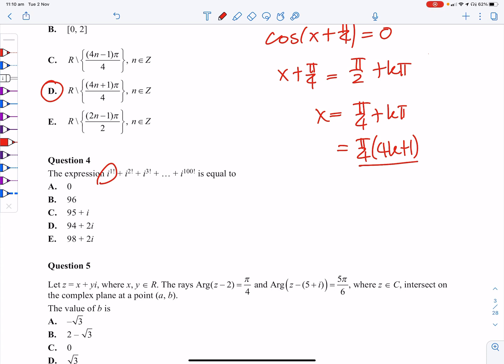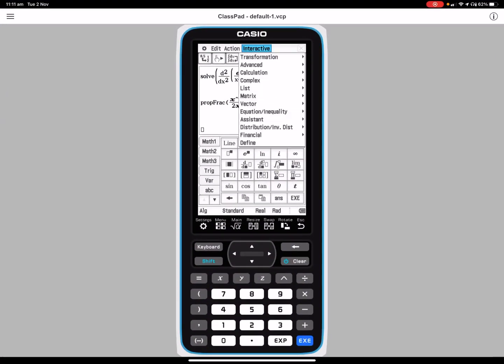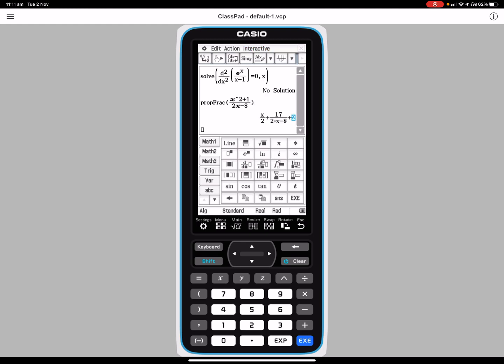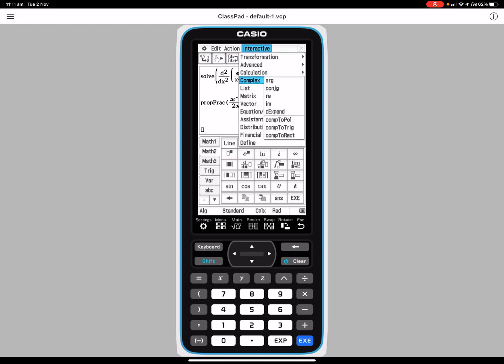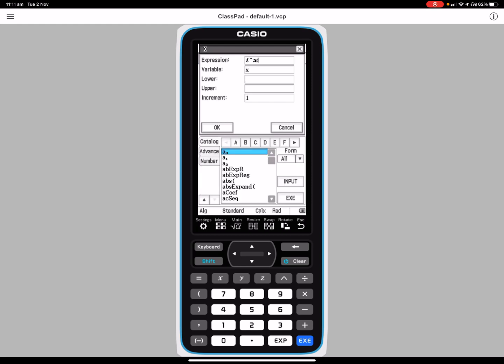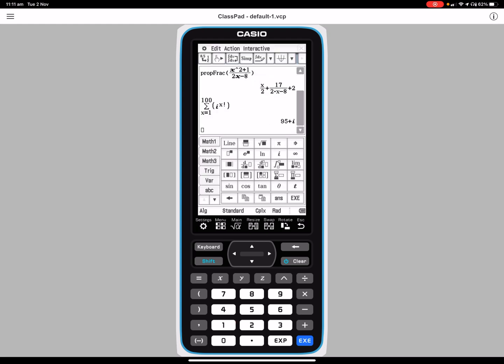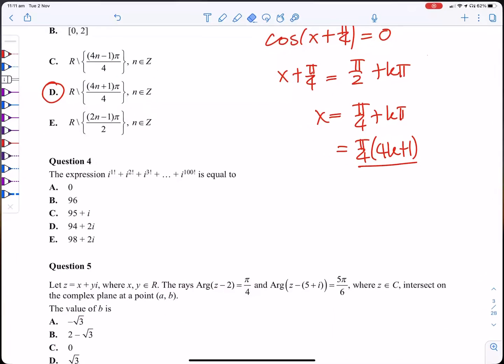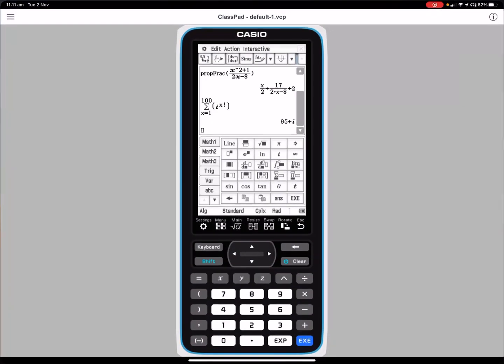Okay, i to the 1 factorial, i to the 2 factorial, i to the 3 factorial. So this is a sequence and it's a sum of them. So on our CAS, we can go into interactive calculation, sum of, make sure it's in complex. That's not i to the power of x factorial. We want to go from 1 to 100. Does it go to 100 or 99? 100. So 95 plus i.